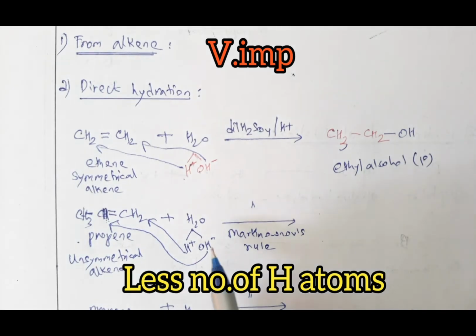I repeat again. If it is a symmetrical alkene, you can take HOH wherever you like. But if it is an unsymmetrical alkene, you have to follow the rule known as Markovnikov's rule. According to the rule, the negative part should be taken to that carbon of the double bond which has less hydrogen.